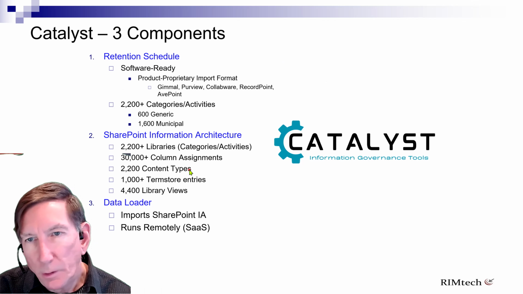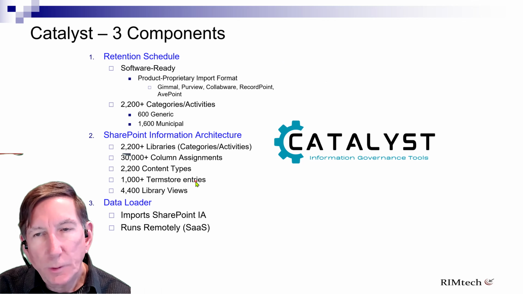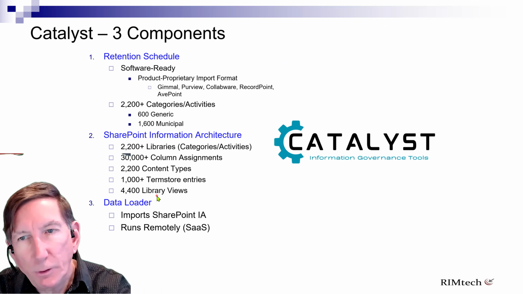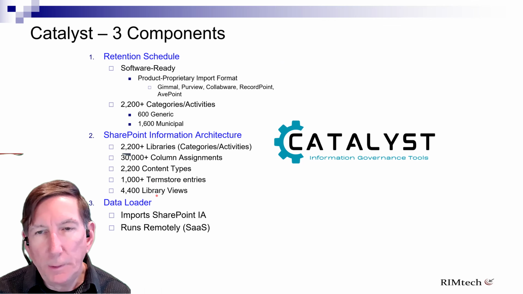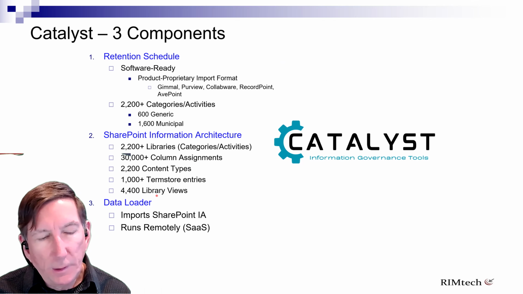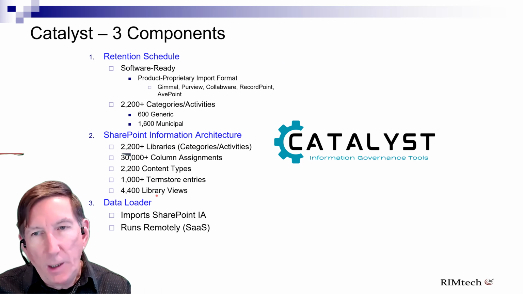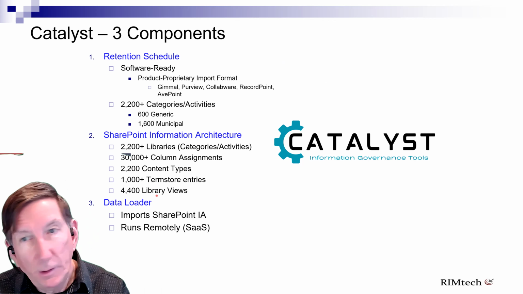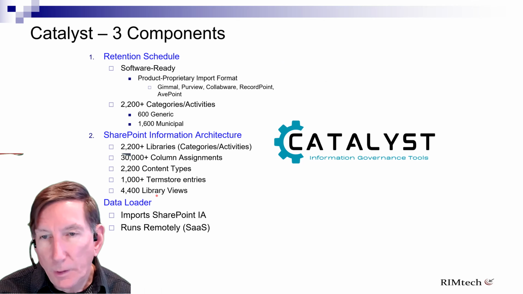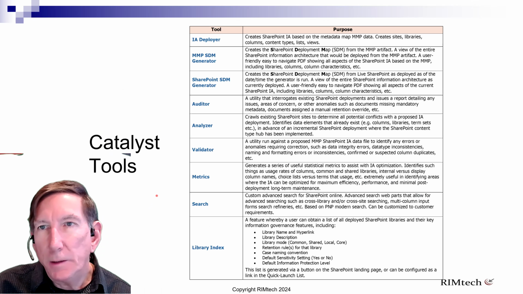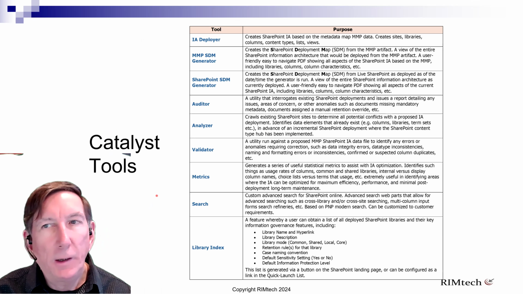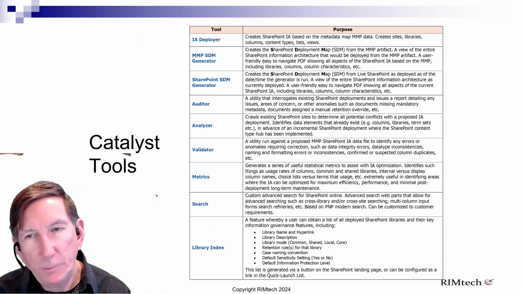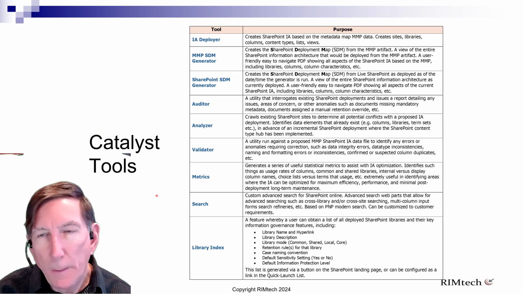We have 2,200 content types, over 1,000 term store entries, and 4,400 library views, 2 per library, okay? So the Catalyst will take this data, these 30,000 column assignments, and it will deploy it in SharePoint in a day, okay? So this is all the various tools, the components of Catalyst. They're all supplementary helpers to help with various aspects of deployment.